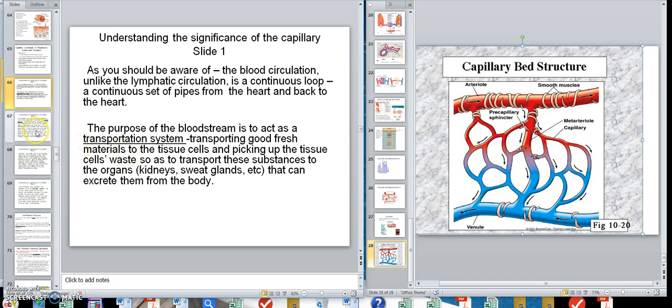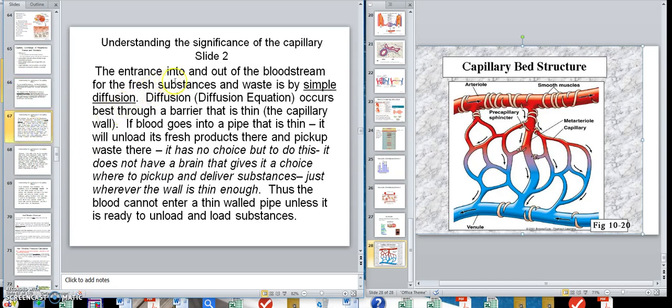Okay, that's the job. The entrance into and out of the bloodstream for the first substance and waste is by simple diffusion. Diffusion occurs best through a barrier that's thin. Thus, that barrier would primarily be where? The capillaries, because the capillaries are thin. You can read through this. Okay?